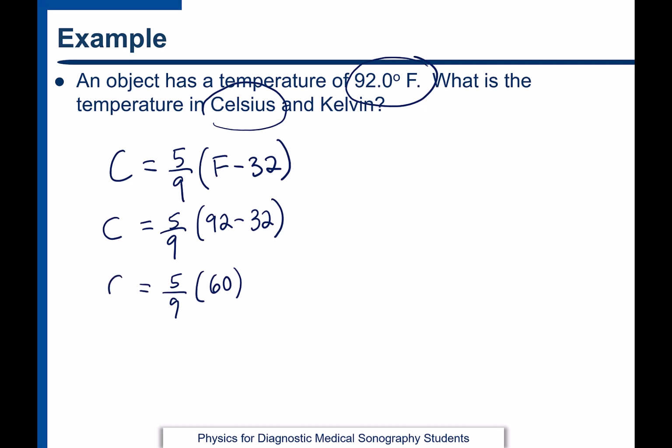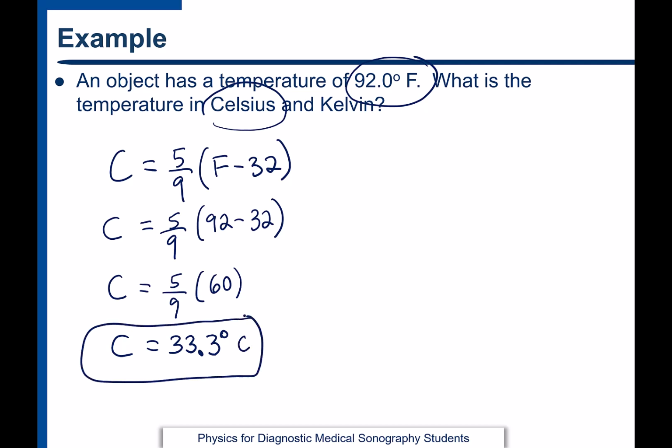And now we just have to multiply by 5 and divide by 9. And keeping 3 digits here, I got an answer of 33.3 degrees. And that would be degrees Celsius. Let's see what we get when we convert to Kelvin.